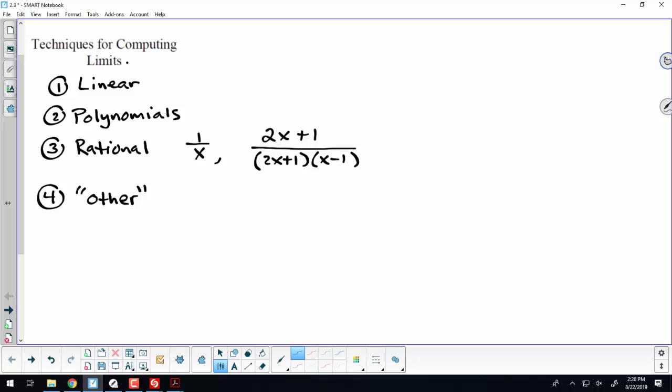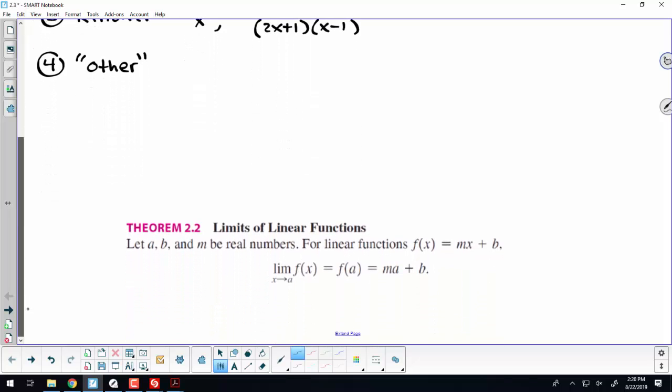The first two are really straightforward in the sense of a limit. So, the limit of a linear function: we have a, b, and m being any real number, and a linear function f of x is mx plus b. When we compute the limit as x approaches a of f of x, as long as it is a linear function, that's the same thing as evaluating the function at a. Remember before we said that, depending on the function, evaluating the function isn't the same as computing the limit at a. But for linear functions, it is the same thing.